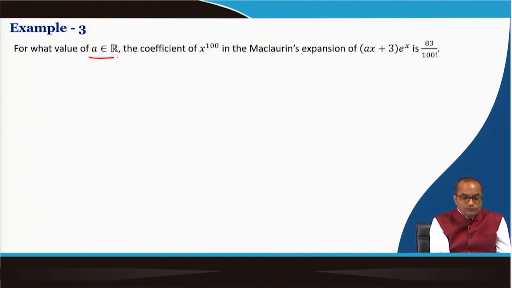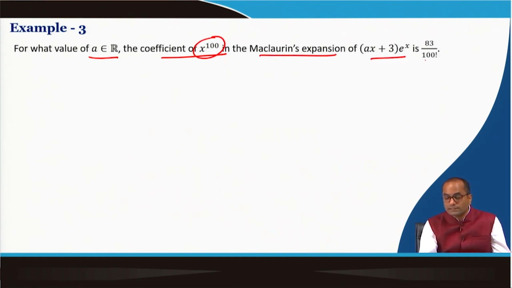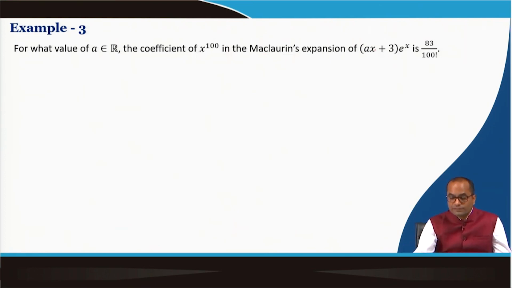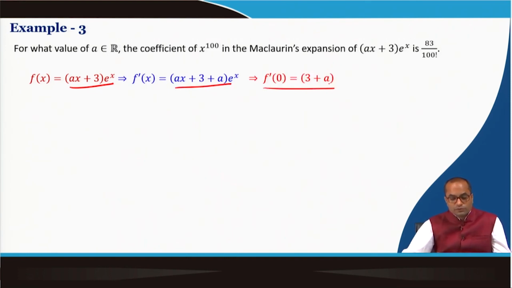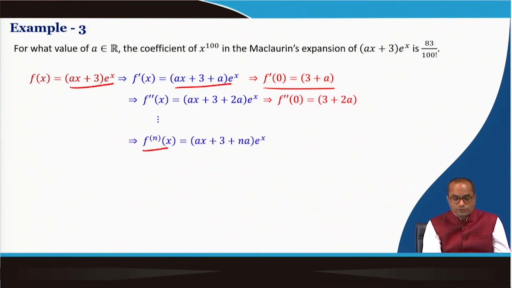Well, this is the last example. For what values of a is the coefficient of x to the power 100 in the Maclaurin expansion of this function equal to this value? So the coefficient is given, so we can find the Maclaurin expansion easily and then equate it to this coefficient, and then we can find what a is. So f(x) is given, we can get the derivative, and in fact the derivative at 0 is also easy to compute. So we can get the nth order derivative also, only thing is this na will come in the nth order derivative. In the second order derivative, this 2a extra term will be coming.